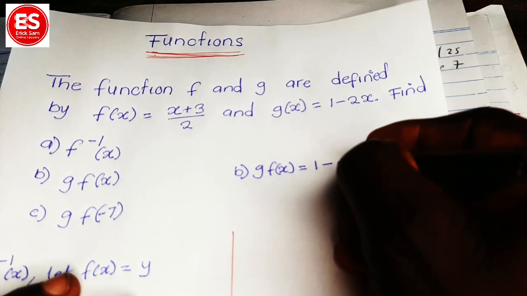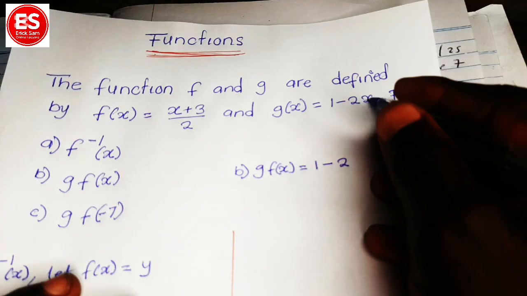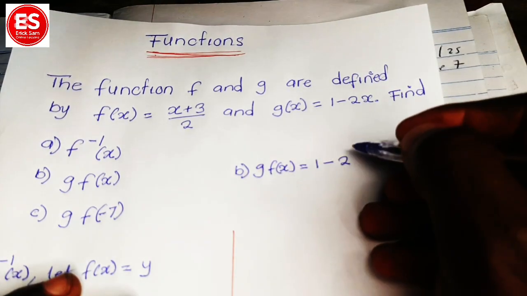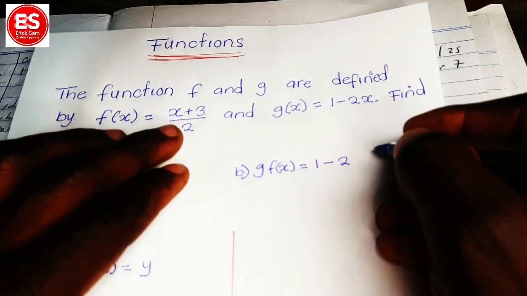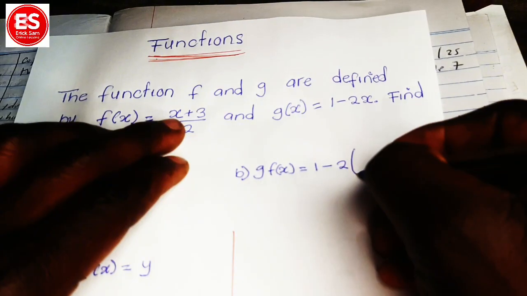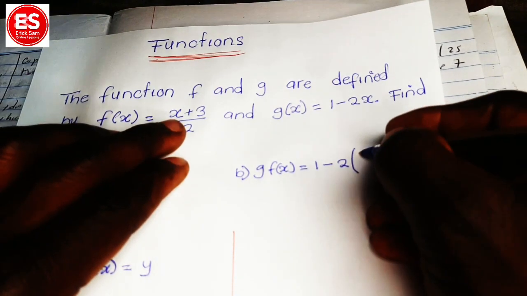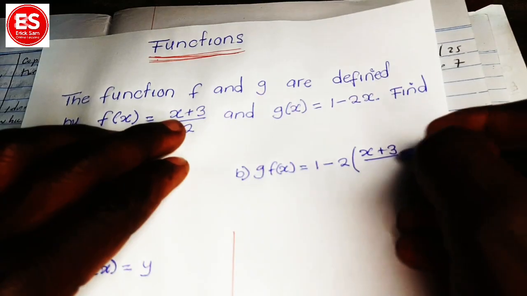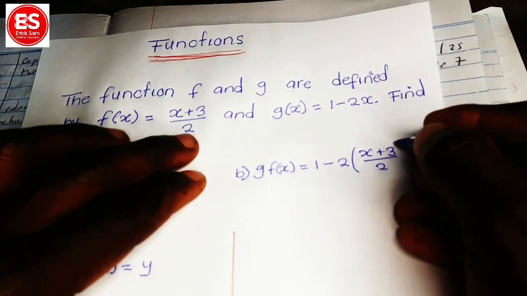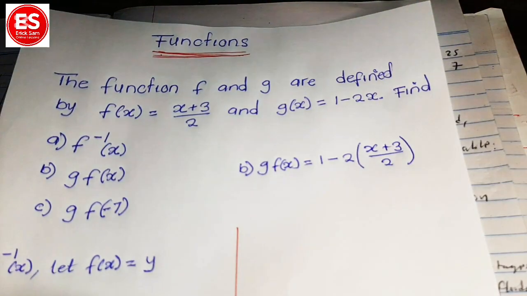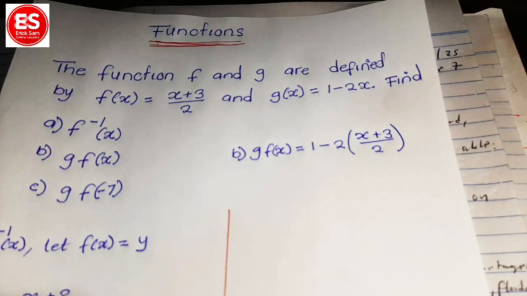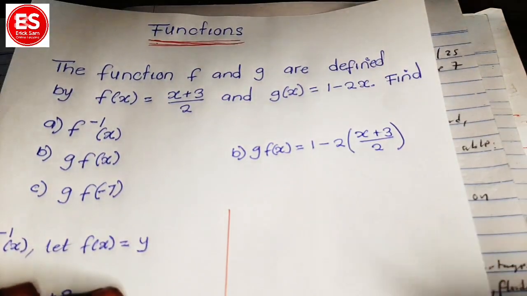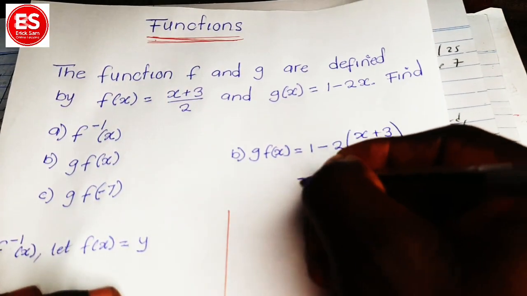1 minus 2. Where there is x, that is where we're going to put the f of x function. So we're going to say, where there is x here, we're going to open, since there is multiplication, we're going to say x plus 3 over 2, right? Okay, that is where we are.